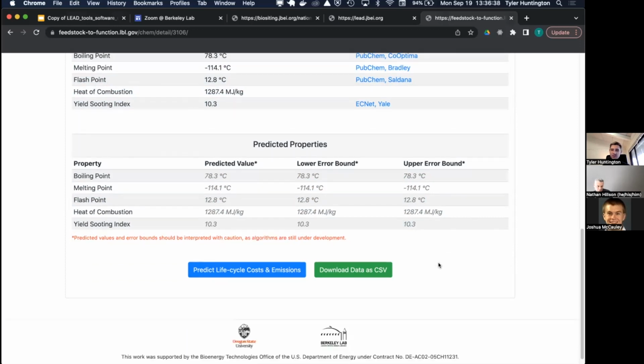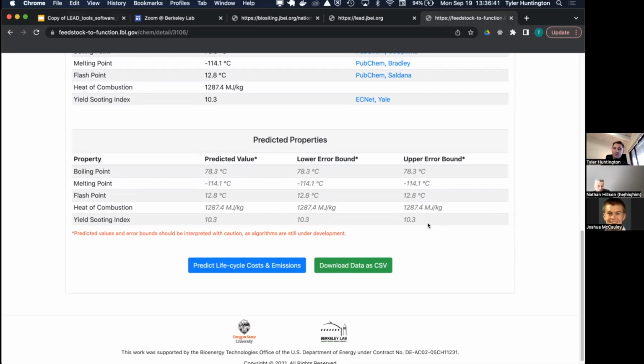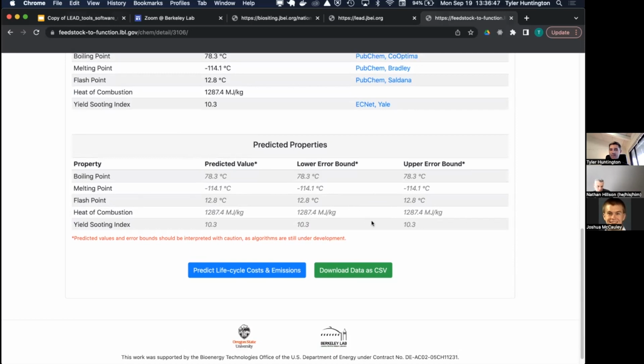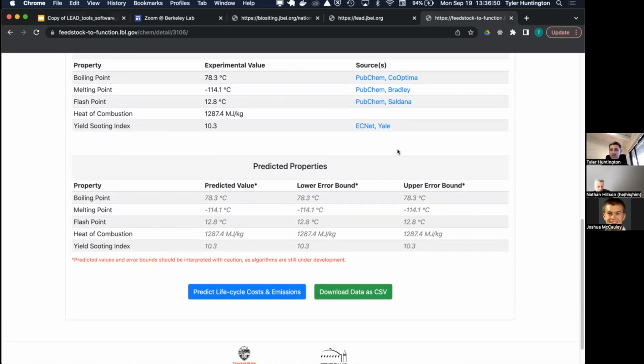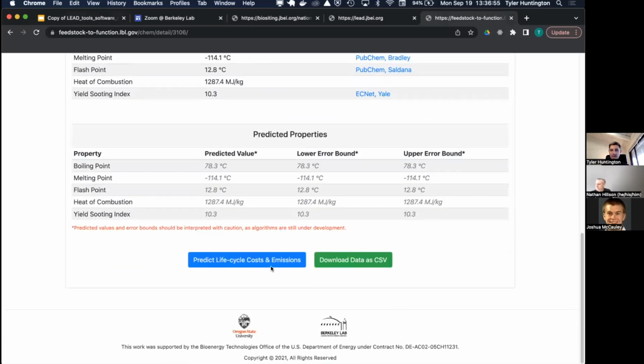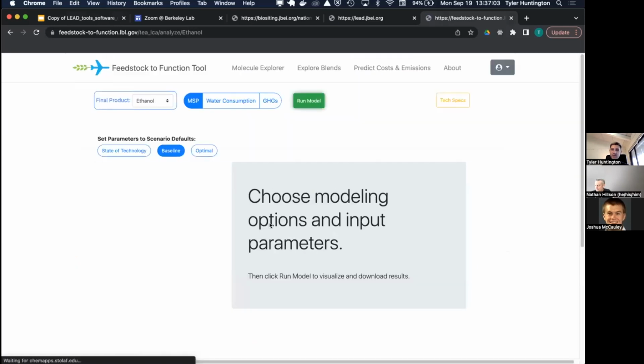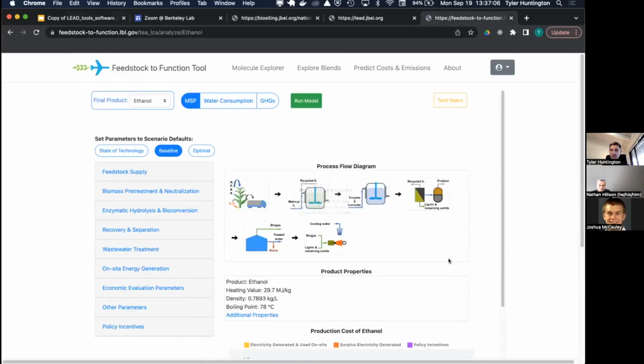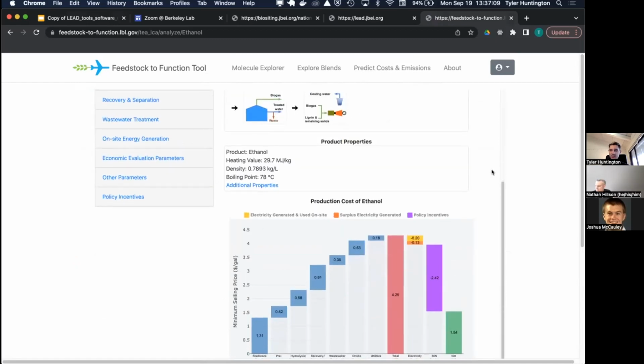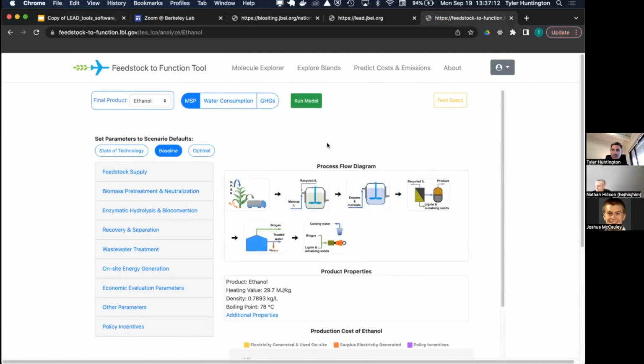Obviously these predictions would be more useful for certain compounds, and there are many in our database where we don't have good experimental data. But if given the choice, it's always good to fall back on the experimental values. And for some of these molecules, such as ethanol, we actually link right back to our LCA tool for you to analyze the costs and emissions. So that's a nice backlink to one of the other features of our ecosystem of tools.